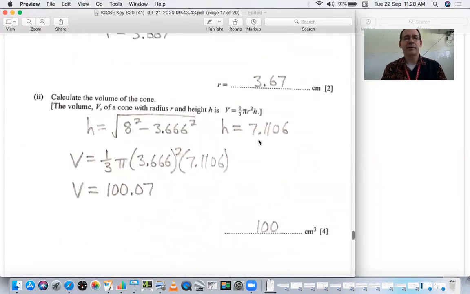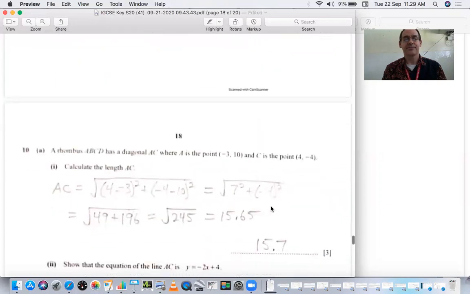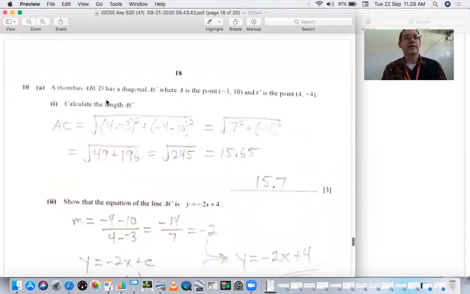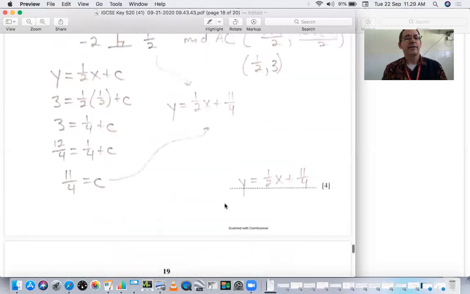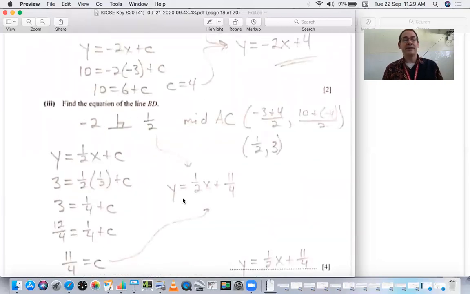Well, we need to go back up and look at what BD is. ABCD is a rhombus. So AC is one diagonal, so that means BD would be the other diagonal going the other way. So where are we at right here? Find the equation of the line BD. So it's the other diagonal, and rhombus diagonals are perpendicular to each other. So because the diagonals of a rhombus are perpendicular, we can take our slope, take the negative reciprocal, and get 1/2.